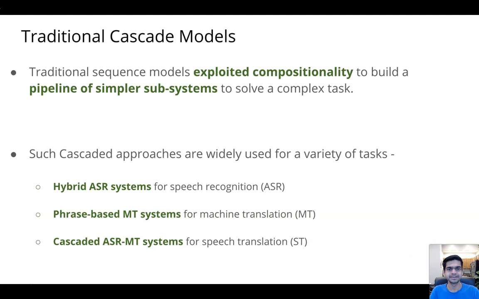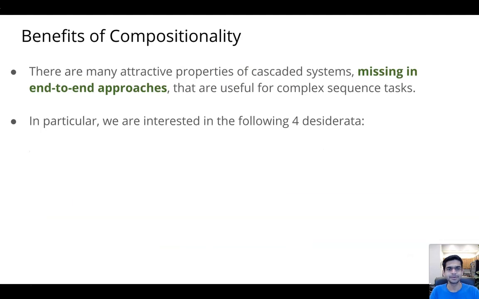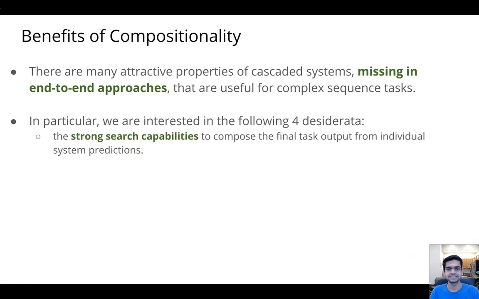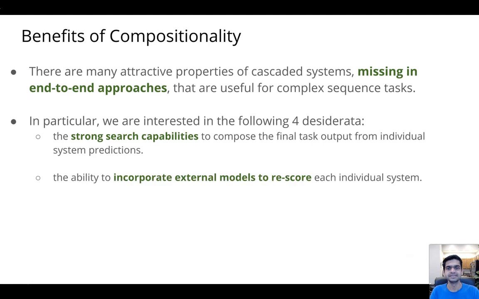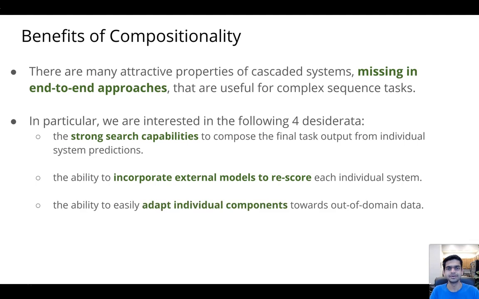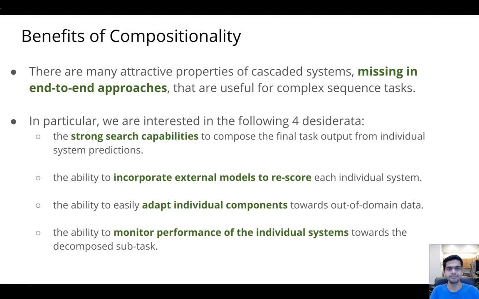Such cascaded approaches have been widely used to build practical systems for a variety of sequence tasks like hybrid ASR systems, phrase-based MT systems, and cascaded ASR MT systems. There are many attractive properties of cascaded systems that are missing in end-to-end sequence models. In particular, we are interested in the strong search capabilities of the cascaded systems to compose the final task output from individual system predictions, the ability to incorporate external models to rescore each individual system, the ability to easily adapt individual components towards out-of-domain data, and the ability to monitor performance of the individual systems towards the decomposed subtask.